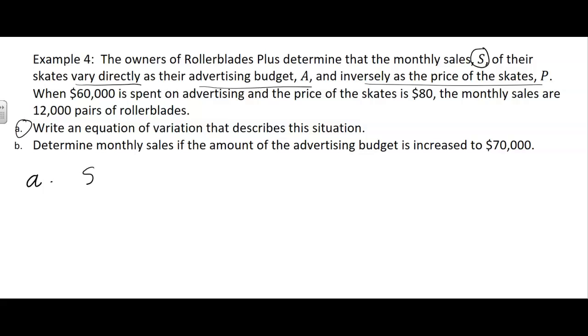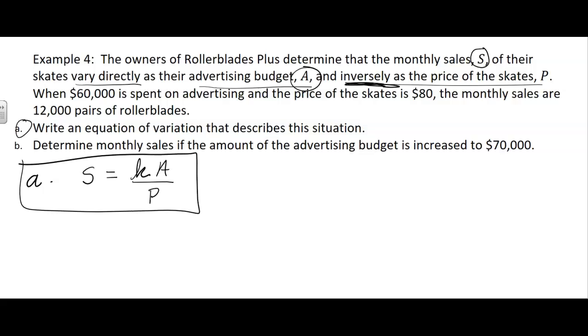We're saying S, the sales, varies directly. Okay, so that's your equal sign right there. You're going to have a K. It varies directly as the advertising budget A and inversely though, so over P, the price of the skates. Okay, so there's the model. All right. Then we're going to continue, but that's part A right there.